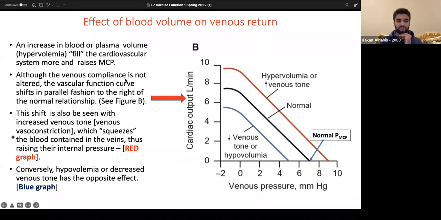The venous tone is basically how contracted the vessel is. A normal tone would maintain the pressure, and the tone would increase and decrease depending on the sympathetic, depending on the volume, and so on.